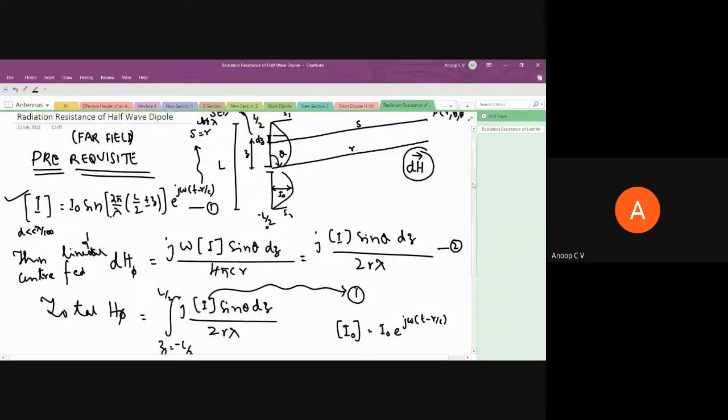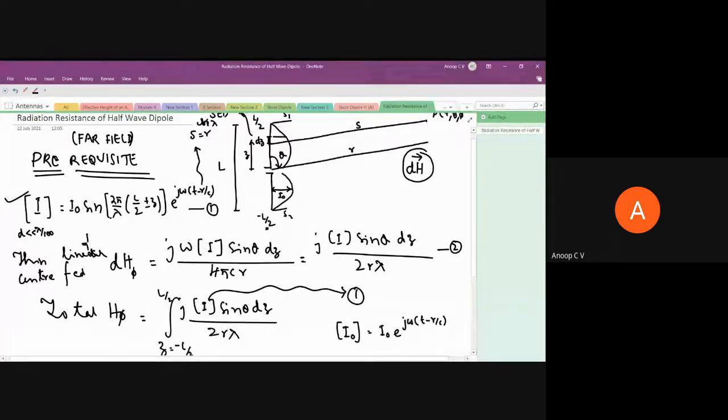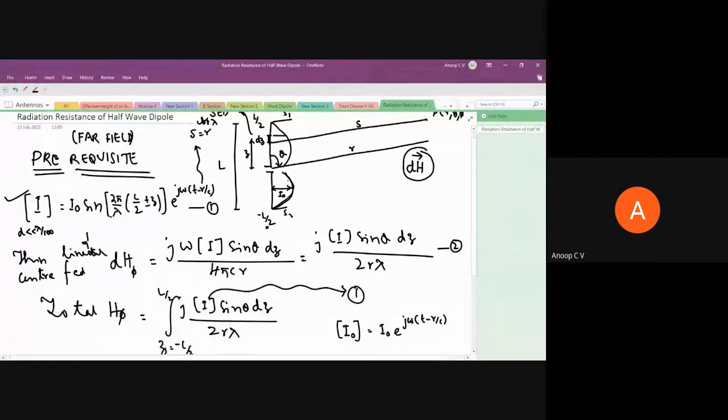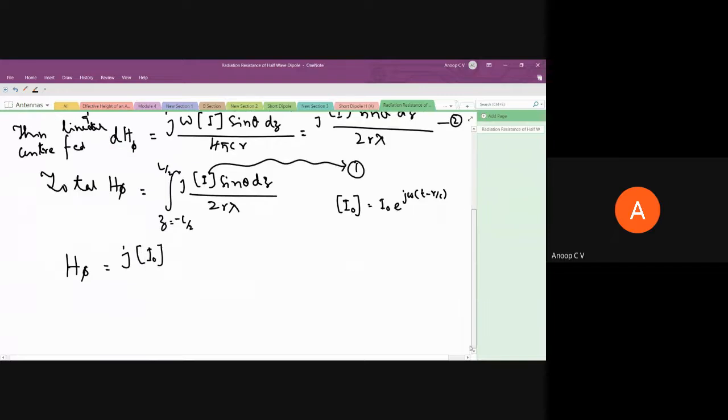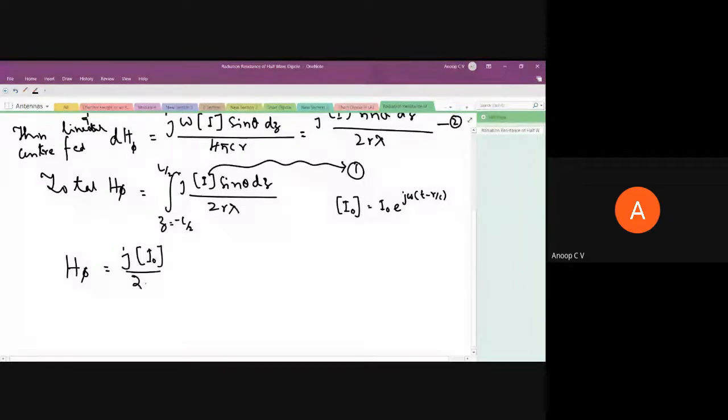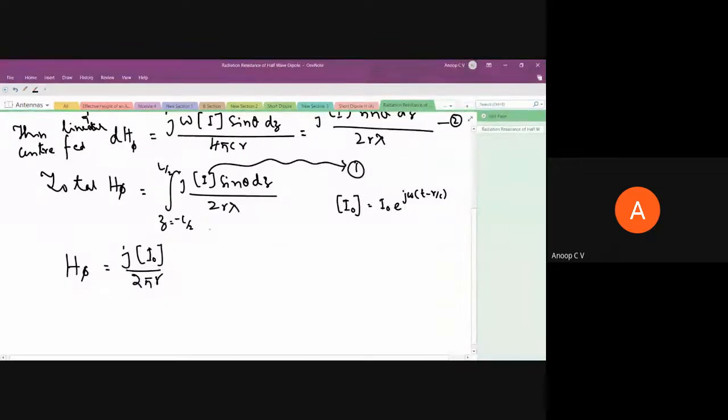The current at the ends will be 0. It will increase to a maximum. So this maximum current is I naught, right? So the RMS current will be I naught by root 2. Okay, so j I naught. Can anyone tell me what this expression is? j I naught by 2 pi r.